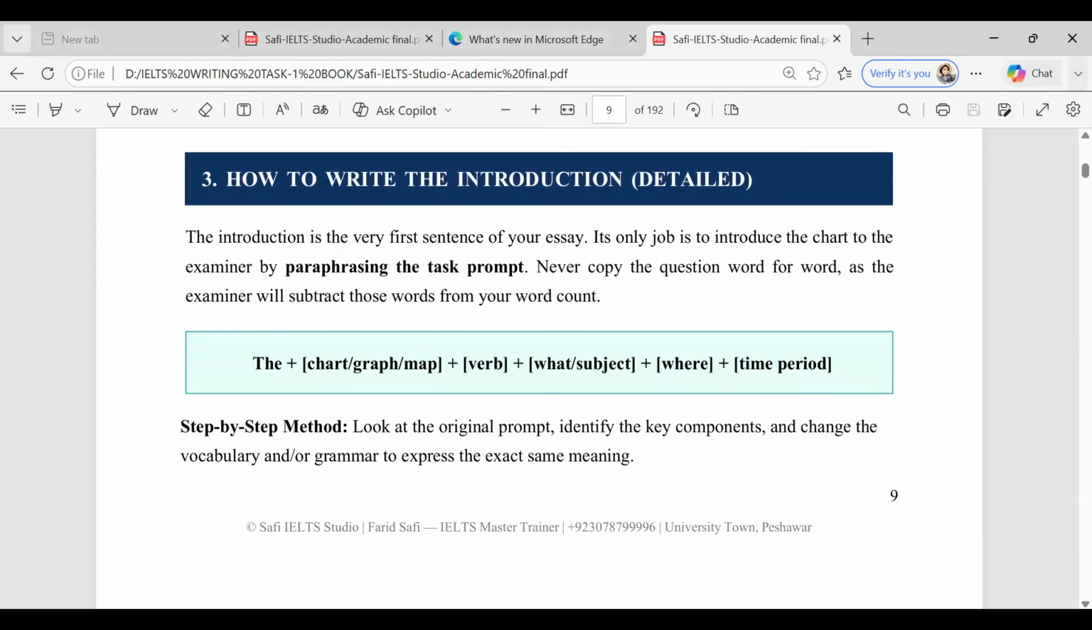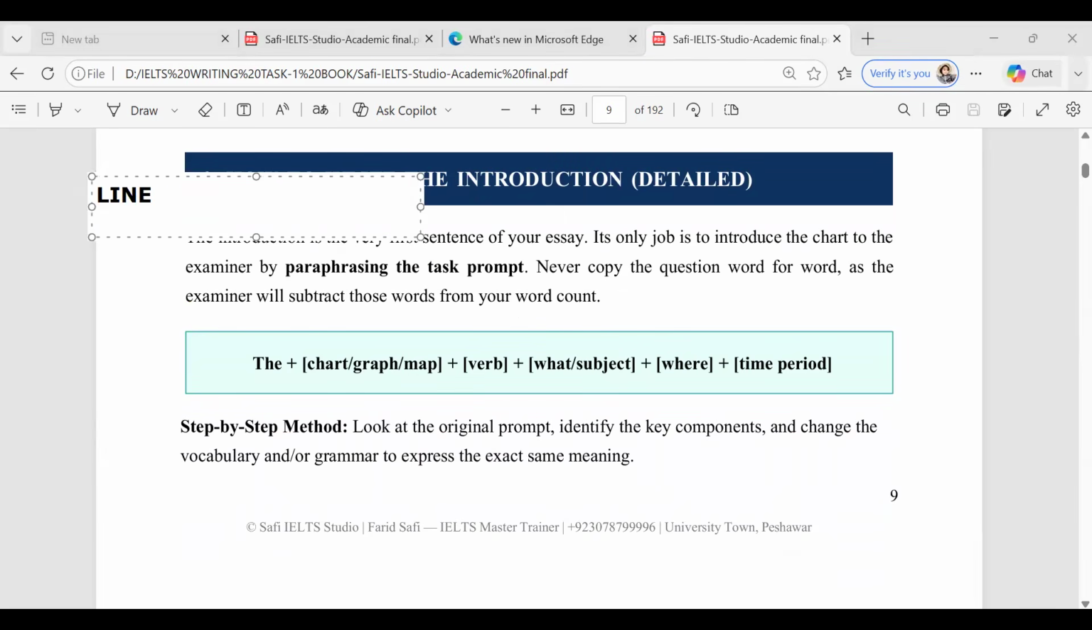Now, this introduction, we're going to write only for 4 graph types, not for all of them. As I told you, there are 7 graphs, but we will study only 4. Number 1, line graph. Then number 2, bar chart, and then pie, and then table. For these 4, you can use this formula. But for the other 2, the process diagram and the map, we will study another one. We write those 2 differently. But for these 4, the way we write the introduction is the same for all.